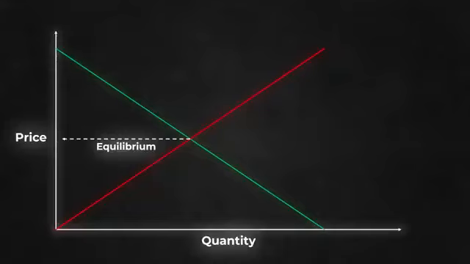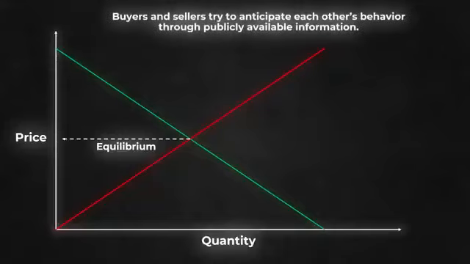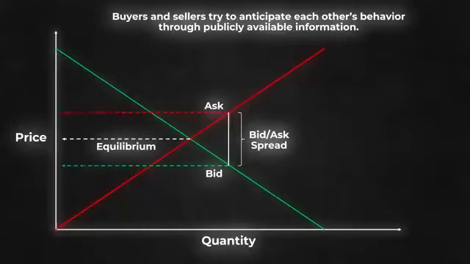In the real world, buyers and sellers try to anticipate each other's behavior through publicly available information. The consequence of that is that there is always a gap between the highest price buyers are willing to buy at and the lowest price sellers are willing to sell at. In other words, in reality, it's as if the point of equilibrium was tilted to the right, generating two distinct prices at all times. The bid price, which is the highest price that buyers are willing to trade at, and the ask price, which is the lowest price sellers are willing to trade at.